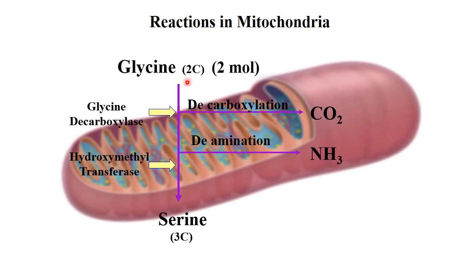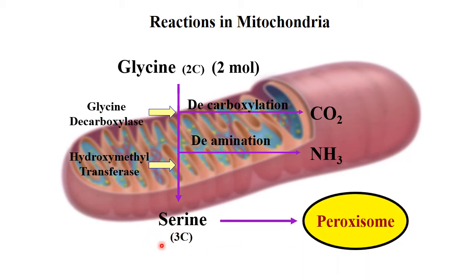The glycine released from peroxisome enters into mitochondria and two molecules of glycine combine to form serine. This entire reaction is catalyzed by glycine decarboxylase and serine hydroxymethyl transferase enzymes. Here, two processes occur. One is decarboxylation, where carbon dioxide is released, and this reaction is catalyzed by the glycine decarboxylase enzyme. The next is deamination, where ammonia is released, and this reaction is catalyzed by the enzyme hydroxymethyl transferase, and at last serine is formed.